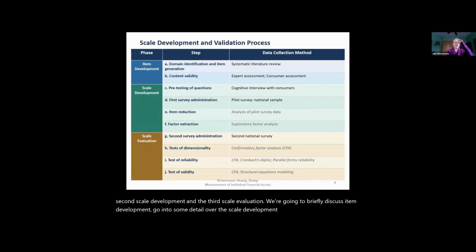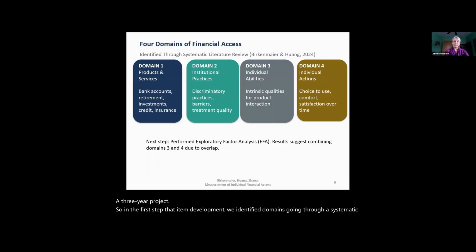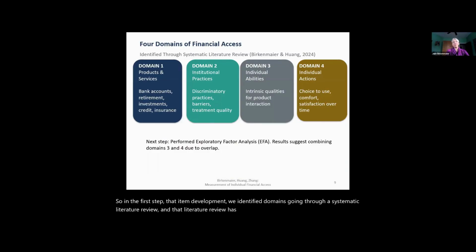But you can see here that this was a long project. It was about a 3-year project. So in the first step, the item development, we identified domains going through a systematic literature review. And that literature review has been published, where we went through relevant conceptual and empirical literature related to financial access to really learn more about how scholars were discussing the concept, what domains create this concept.